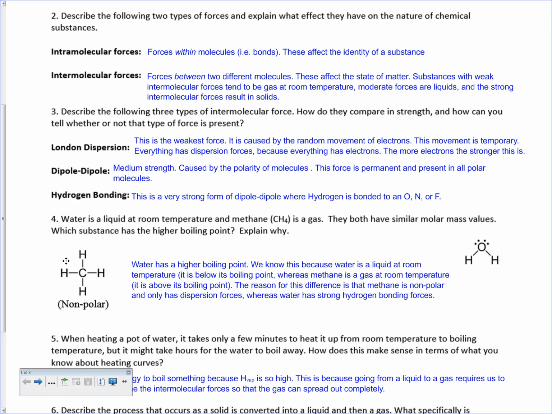So for instance, if we have polar molecules, it's always dipole-dipole. Everything has London dispersion forces, and hydrogen bonding is only involved with substances that have O, N, or F in them.